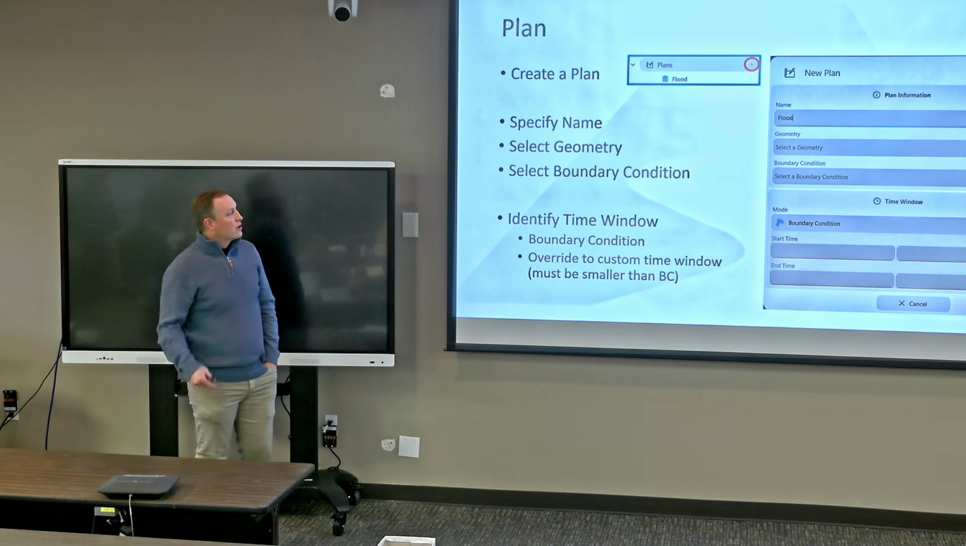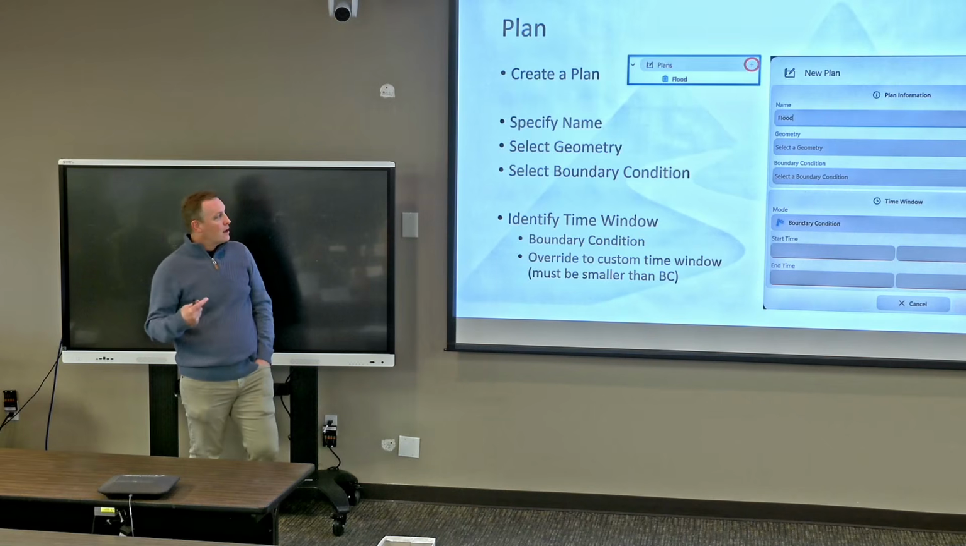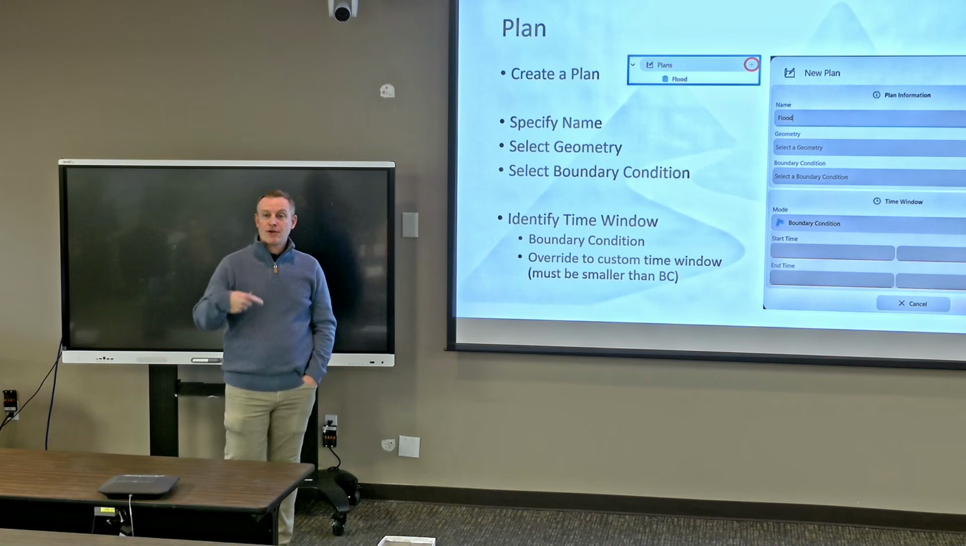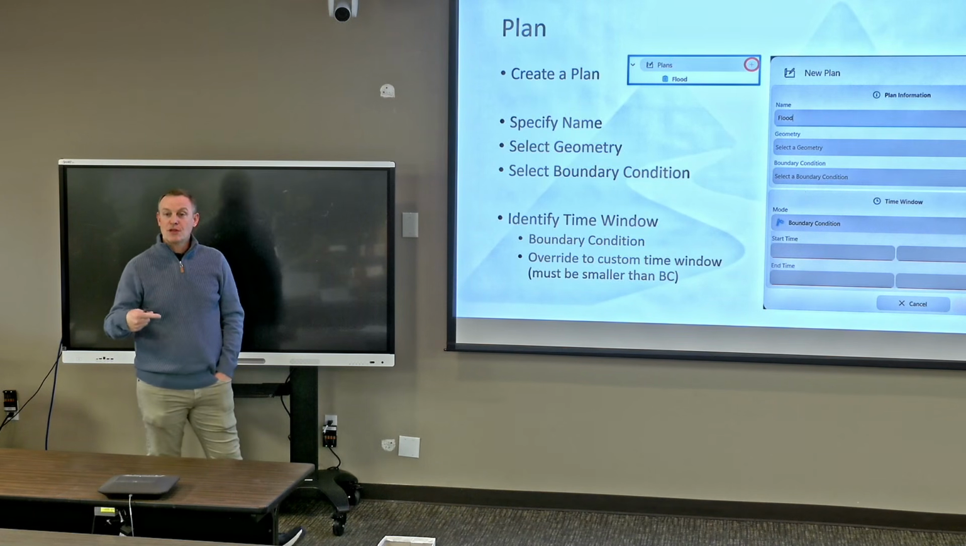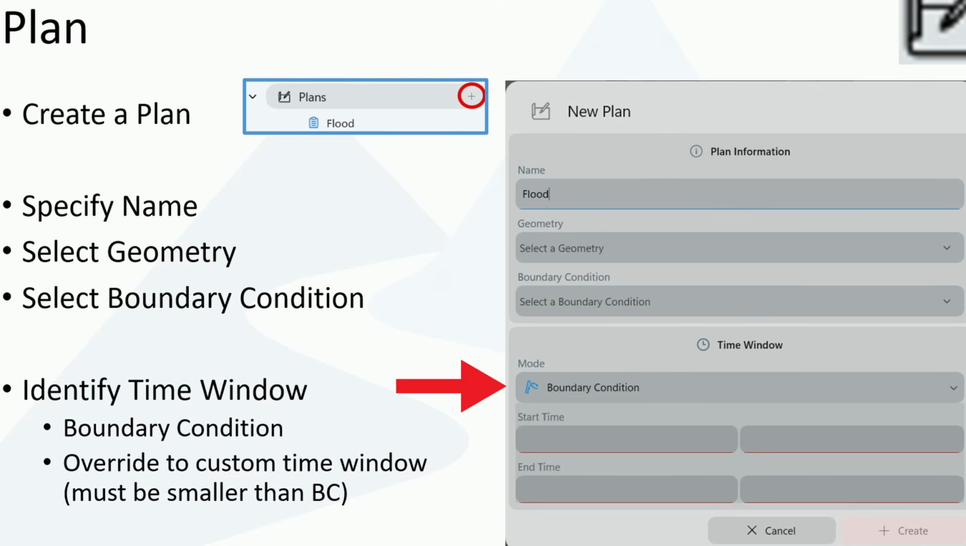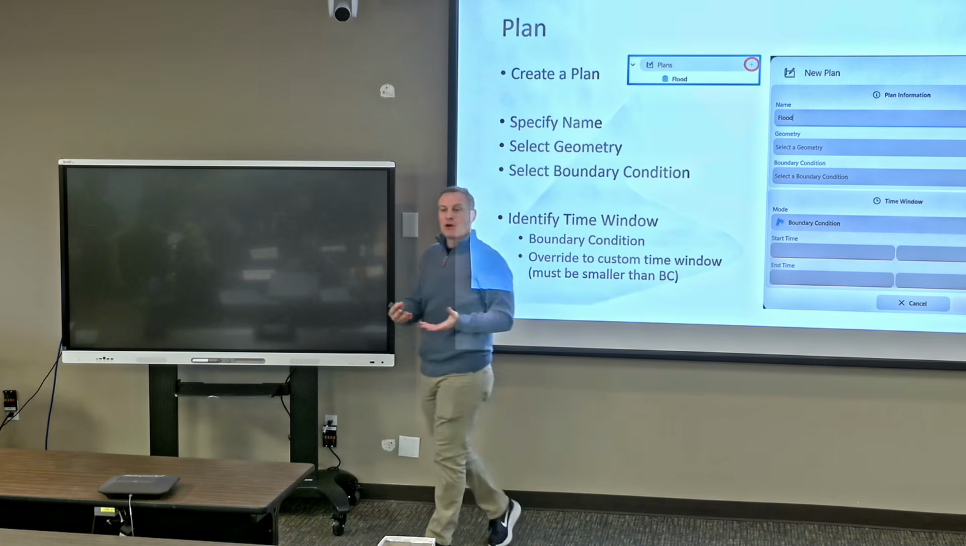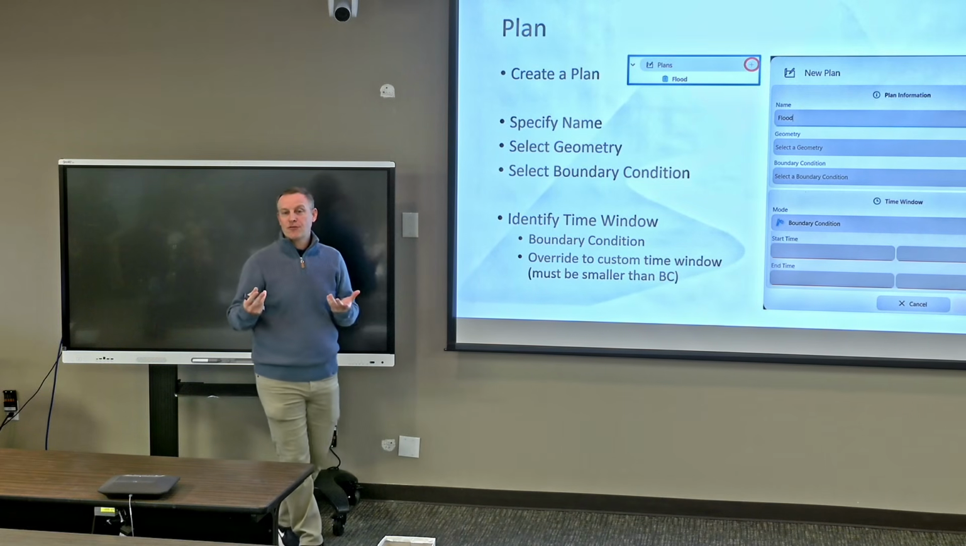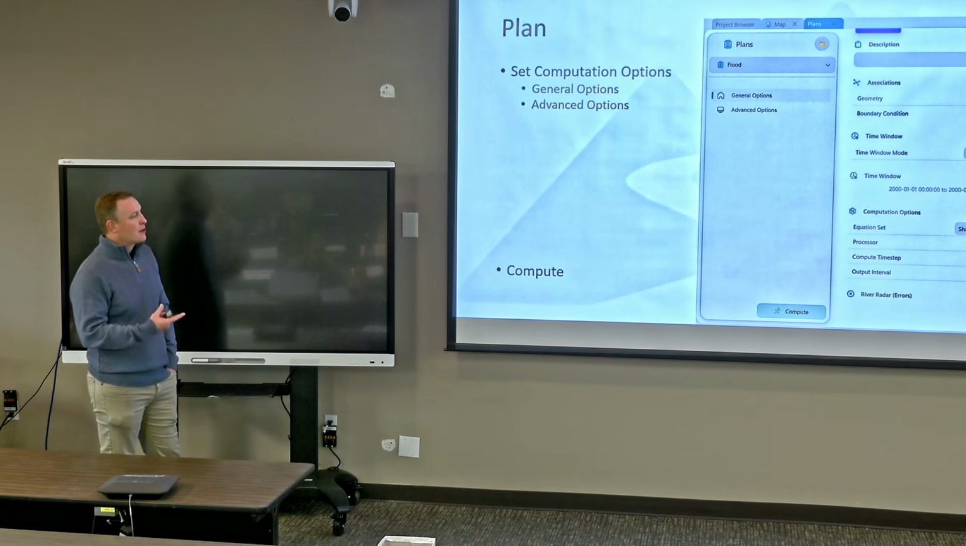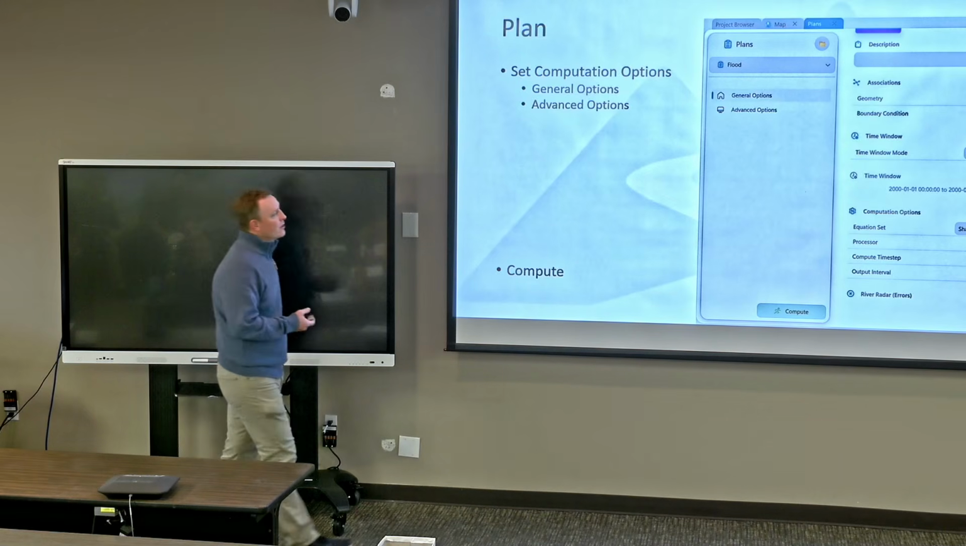So you enter your hydraulic data. Then just like RAS, we're going to create a plan where we marry our geometry and our boundary conditions with some computational settings. When it comes to a time window, if you select your boundary condition as your time window, it'll self-populate for you. There's also an option you'll learn about tomorrow where you can override that and just pick a smaller time window.